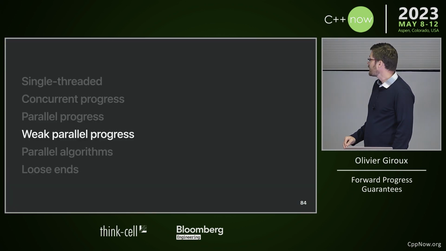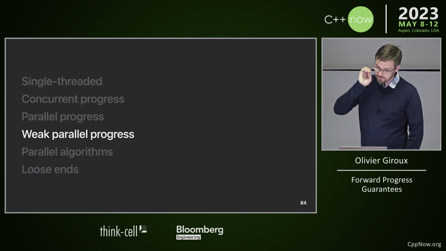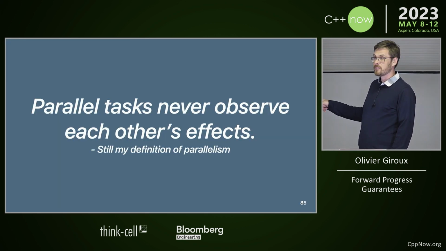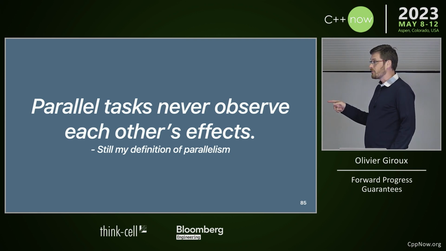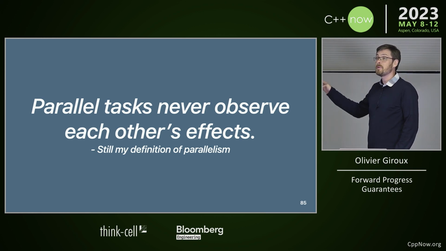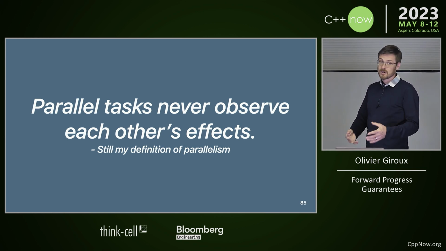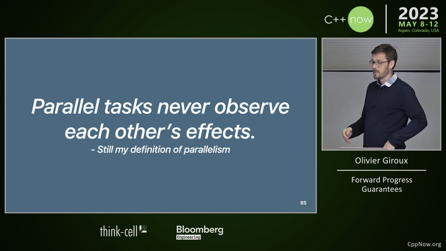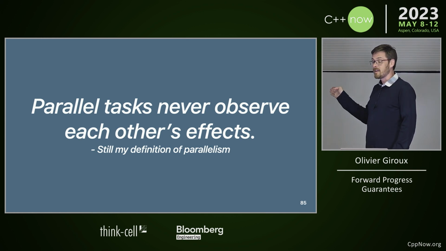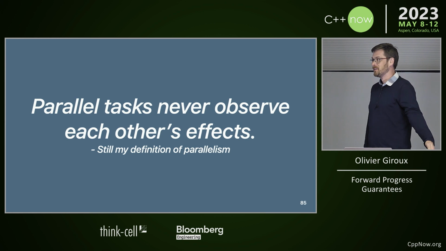Okay. So let's look at weak parallelism, weakly parallel progress. I'm going to go back to my definition from earlier. Parallel tasks never observe each other's effects. Now I'm going to be pure. I'm going to be strict now. Before I said, we all know this is C++ and we're pragmatic and things run on threads and therefore you can communicate about it. Now I'm going to say if you make any attempt at communicating between threads, you're going to get UB. And you're going to get UB from the memory model and you're going to get UB from the forward progress model.